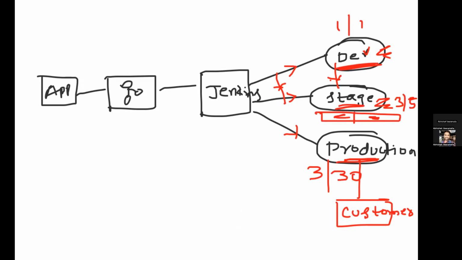So every time before you deploy your application on production, you might want to test it on a single node Kubernetes cluster, which is your dev environment. Then you might want to go to staging, which is your three master and five node architecture. And then you might want to actually deploy to your customer.